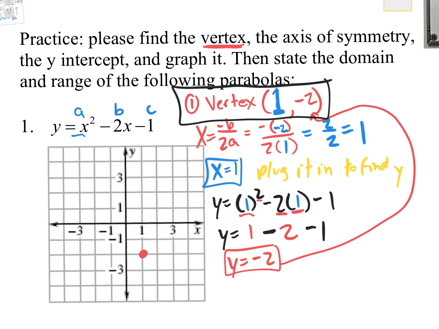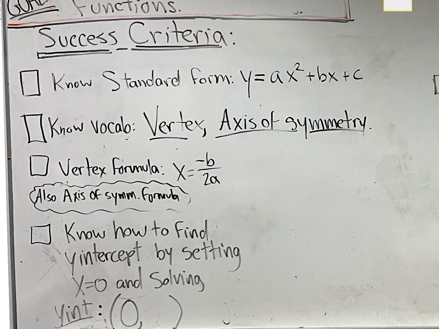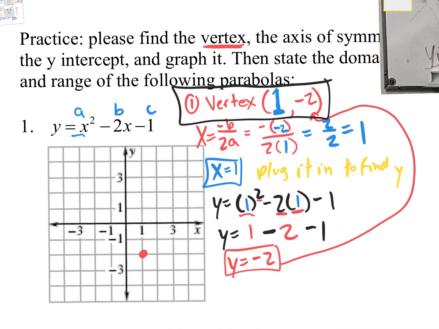The very next thing to do, if you're totally lost, look at the board. Well, we have vertex, and then after that, the axis of symmetry. Okay, we already found the vertex. So what is the axis of symmetry? That's simply the vertical line that passes right through the vertex. I always draw it as a green dotted line.